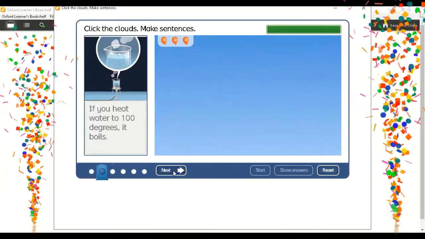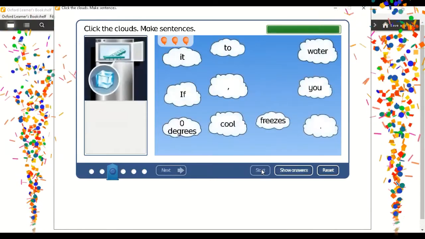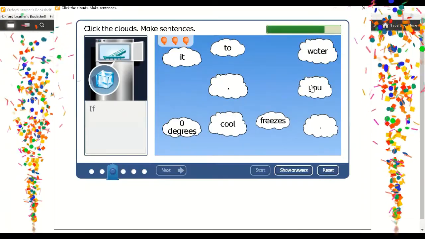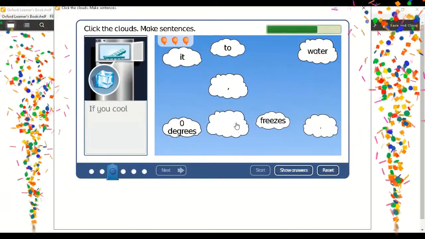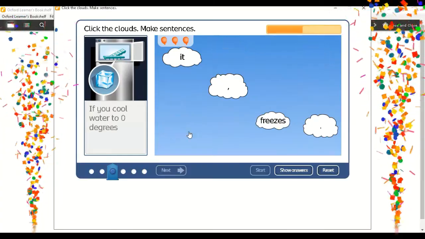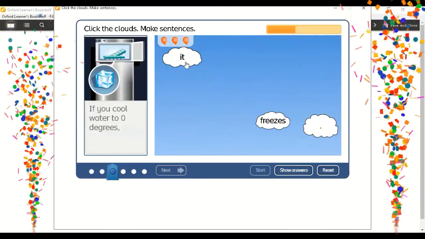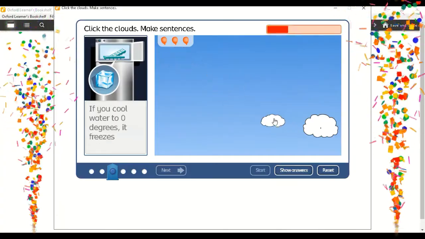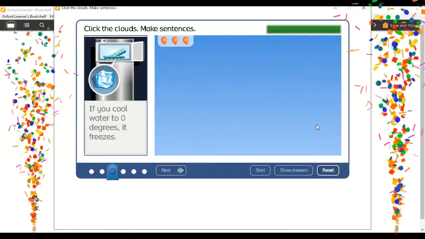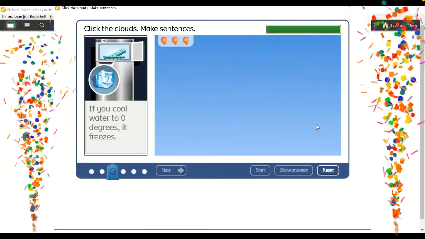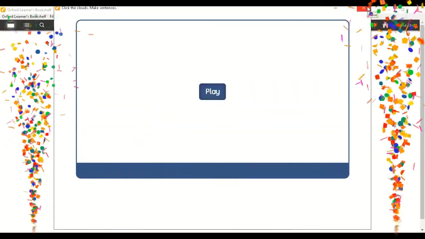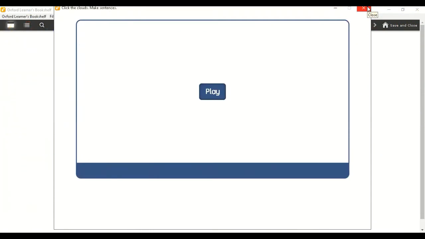And the next one. Okay, what do you think? Yes, if you cool water to 0 degrees, comma, of course, it freezes and full stop. If you cool water to 0 degrees, it freezes. Okay. Great job, my dear students. So we are talking about zero conditional and we use simple present with it.